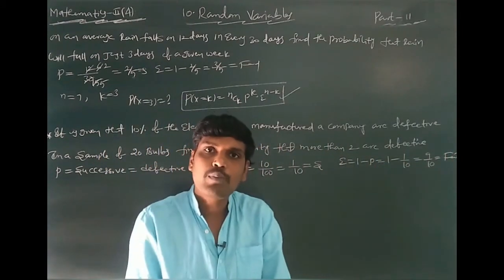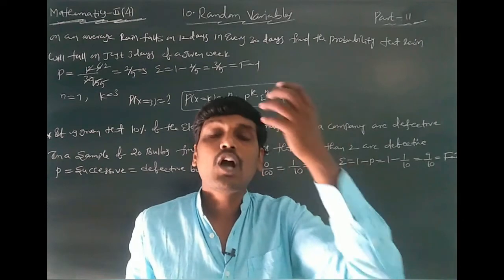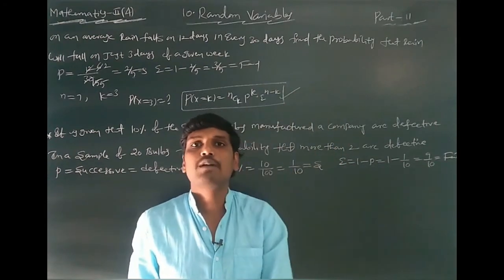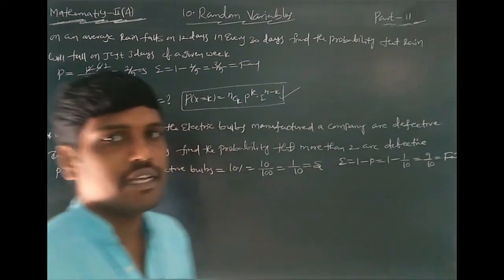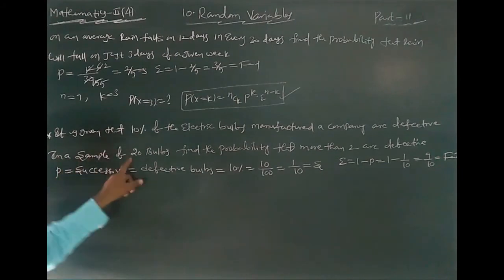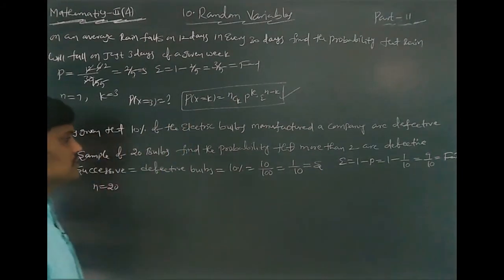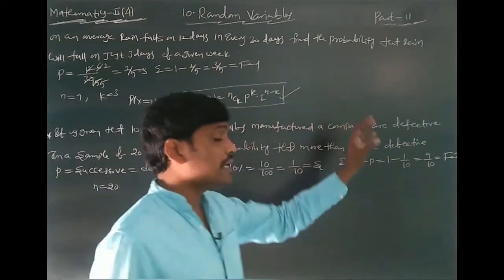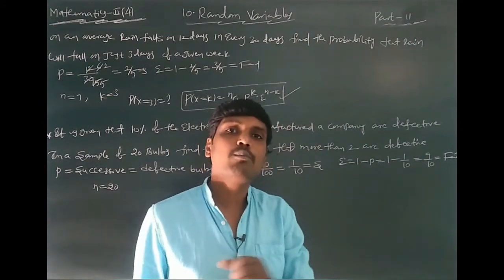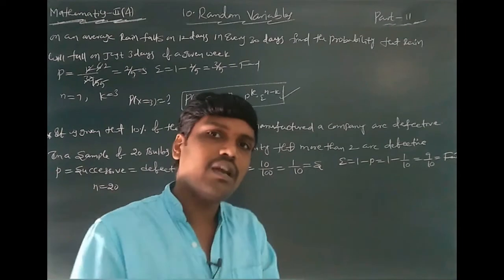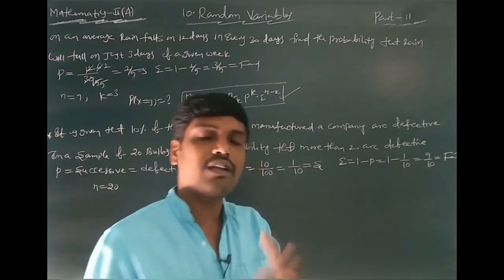Defective is the success probability, then failure is nothing but good electric bulbs, the failure probability. Next, in a sample of 20 bulbs, the n value is 20 bulbs. In 20 bulbs, what is the probability that more than 2 are defective? More than 2 is nothing but 3 or 4 or 5 or 6 or 7 or up to 20.